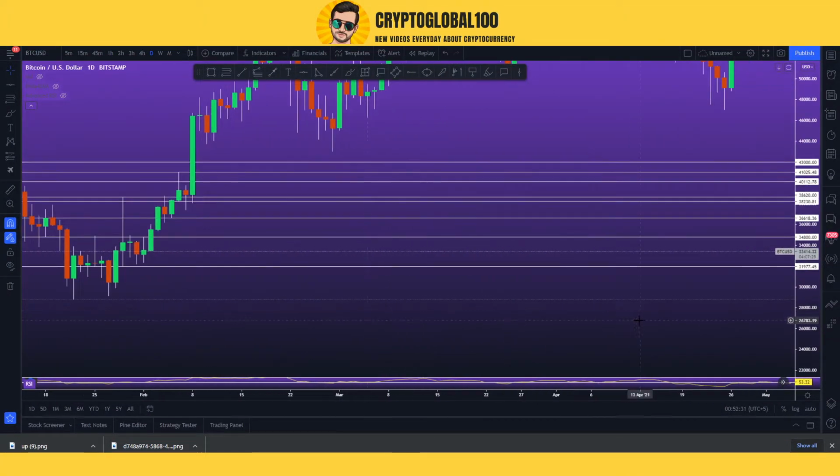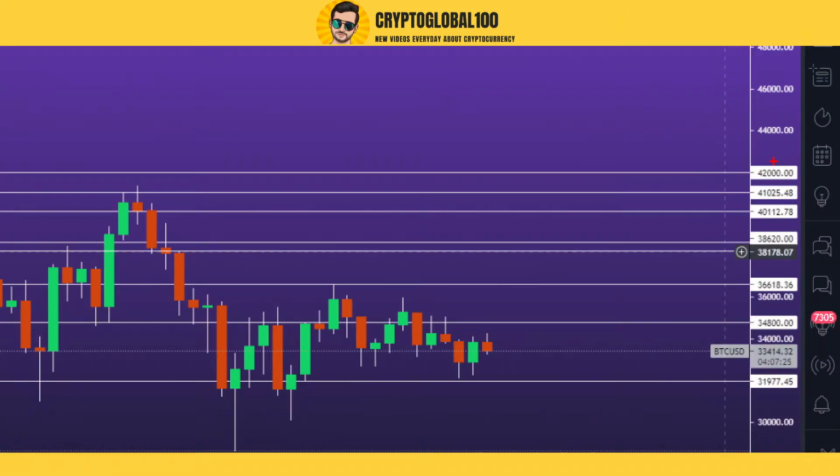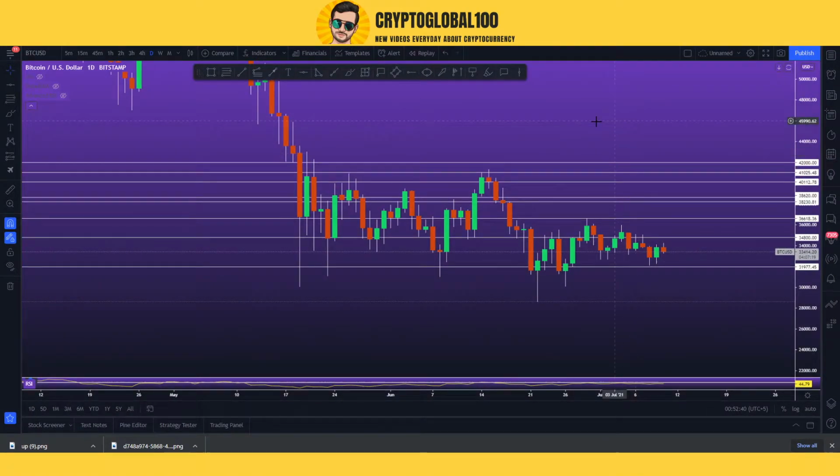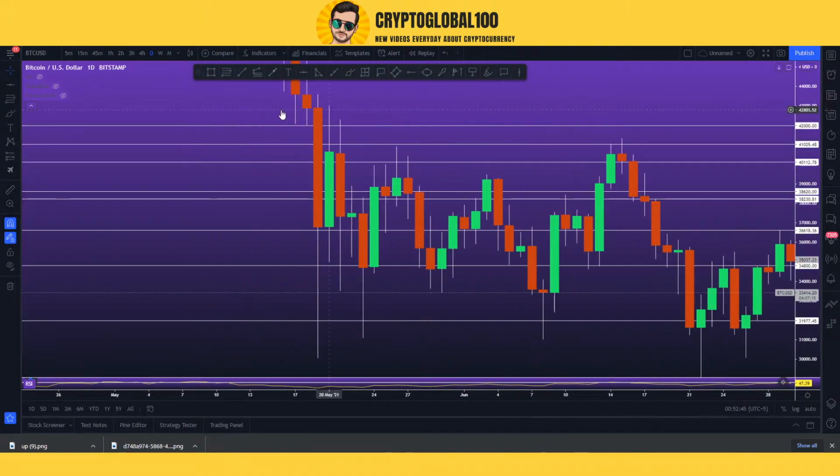So moving on, we have this area, and you can see how it made a perfect 42,000 area. Perfect area. So now we're gonna take a look at how the swing high candles reacted. These candles reacted to the swing high candles.